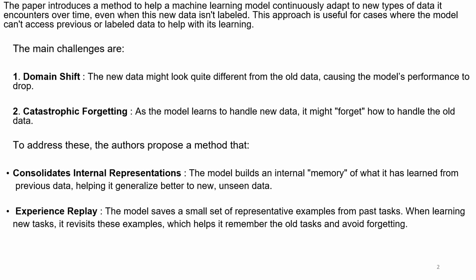But there are two main challenges: domain shift, which means new data might look quite different from the old data, causing the model's performance to drop, and second is catastrophic forgetting. As the model learns to handle new data, it might forget how to handle the old data. To address this, the authors propose a method that consolidates internal representation and experience replay, meaning the model saves a small set of representative examples from past data.